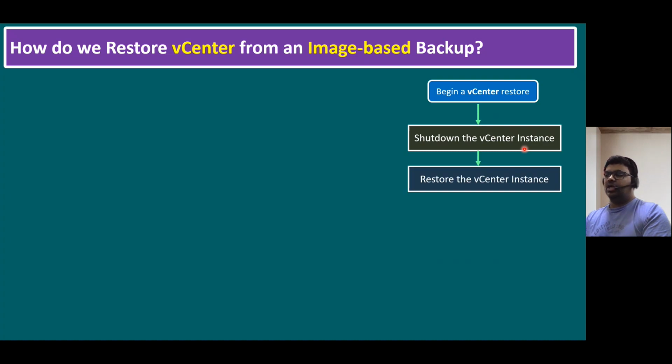And the third step is to restore the vCenter instance. During the restore, whatever backup tool you are using, for example Veeam Backup, Veritas NetBackup, or Commvault, any third party tool, you can mention the specific backup tool in the interview. Log into the backup tool, and we can initiate the restoration.